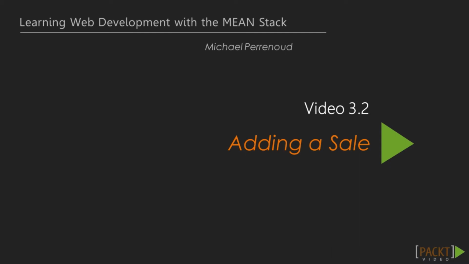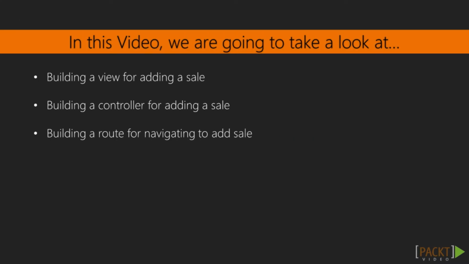In the last video, we learned how to edit a customer. We also got a chance to see how we might add just a few branches to a view and controller so that we can reuse the same code for both adding and editing an entity. This is the second video in this section, and in this video we will be covering the basic building blocks for adding entities to a database: a view, controller, and route.